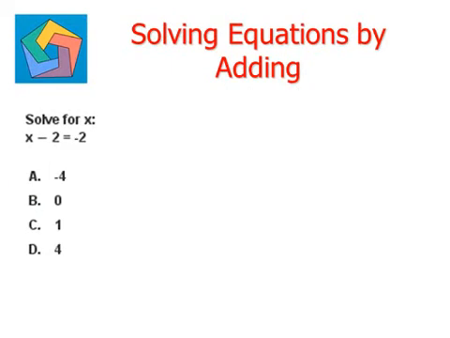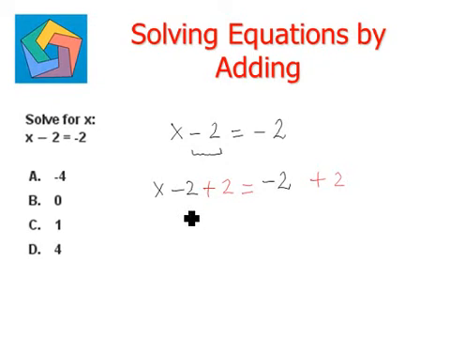Solve for x again. x minus 2 equals negative 2. Now going by the topic again, we have to solve this equation by adding, and I have to make this negative 2 zero. So I add a positive 2 over here, and on the right side also I add a positive 2, and write down my negative 2 which was original in the equation.